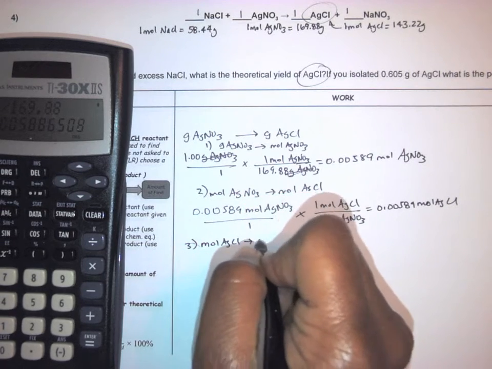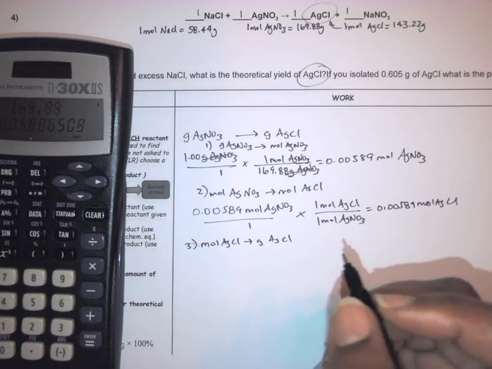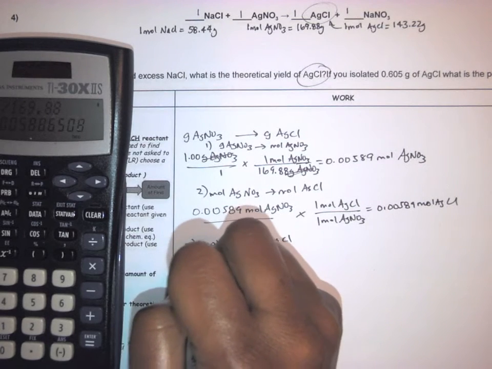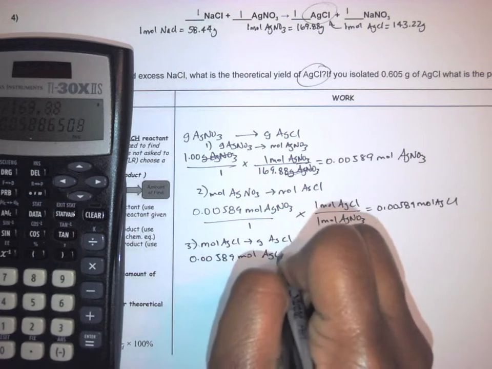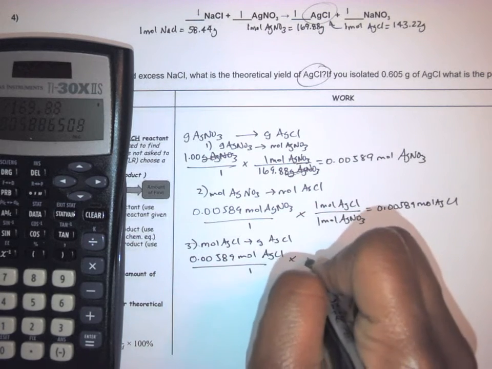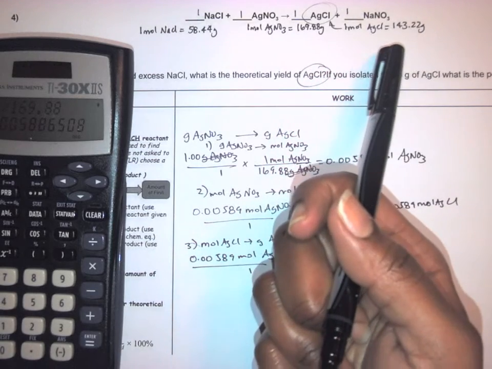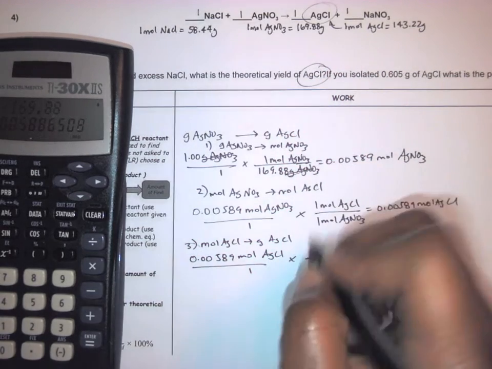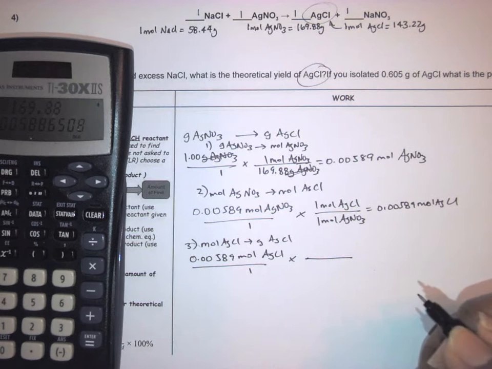Okay, now that we have the moles of AgCl, we're going to go from moles of AgCl to grams of AgCl. And so in this case, we would take 0.00589 moles AgCl, put it over 1. And then over here, we would get the molar mass, which is 143.22. So what do you think goes in the bottom, the 1 mole of AgCl or the 143.22 grams of AgCl?